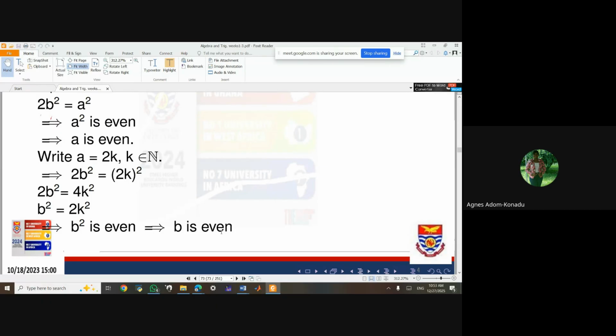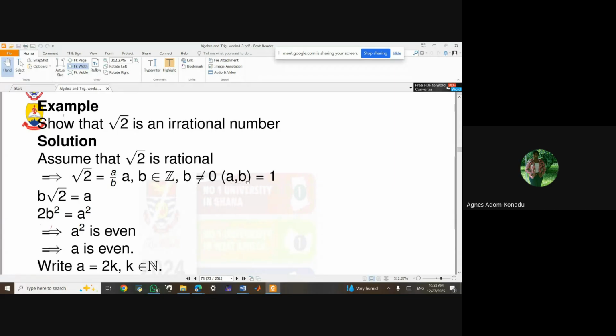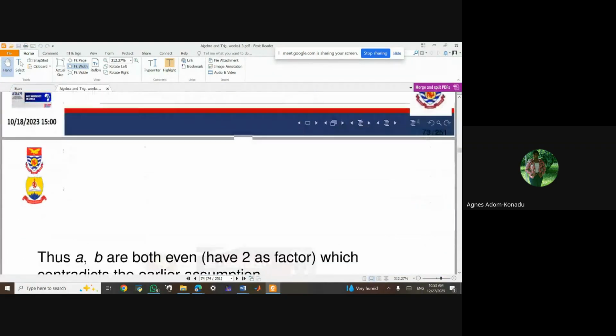So if my b is even and my a is even, then this thing here is not true. My a is even, my b is even. So this means that my greatest common factor cannot be 1. So let's continue.